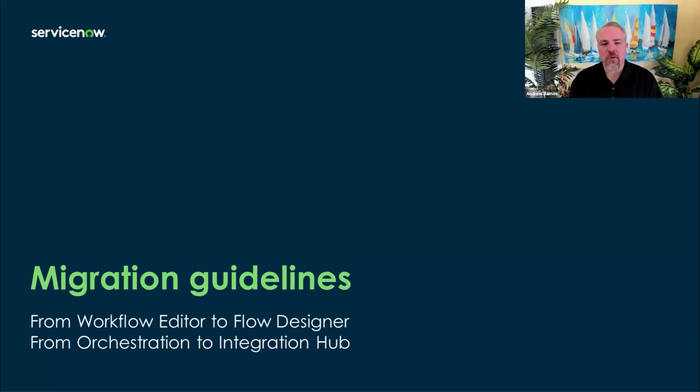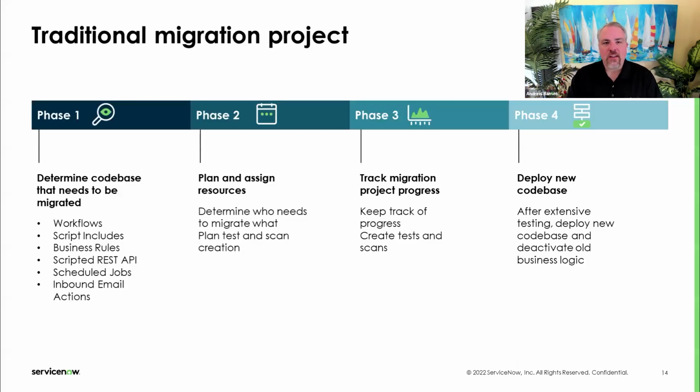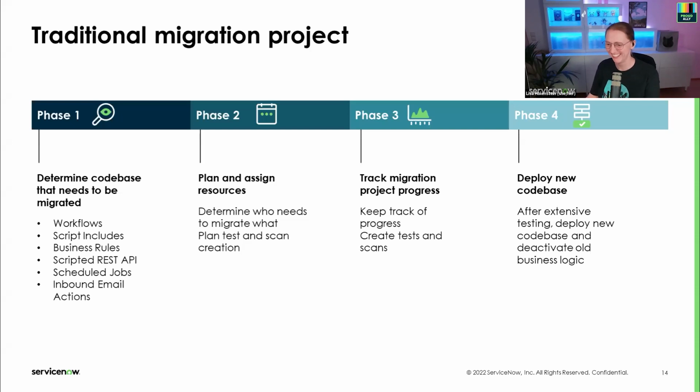So if you are starting a migration project, you might have seen something like this before, which is a big project plan with multiple phases. And the first phase here that we're outlining is to determine all of the different places that we could migrate from, and then to Flow Designer. So I'm going to leak a little spoiler here. We're not going to suggest this plan, so don't get nervous.